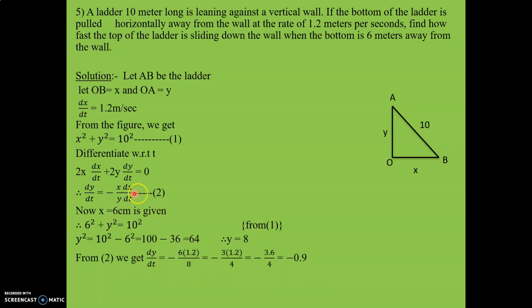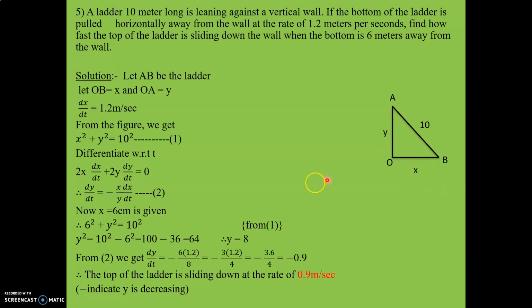From equation 2, we can substitute this value: dy/dt is equal to minus, in the place of x it is 6, dx/dt is 1.2, upon y value which is 8. So substituting, we get minus 0.9. Therefore, the top of the ladder is sliding down at the rate of 0.9 meter per second. We are not considering the negative because this is a decreasing value. That is why the minus symbol is there. So this is the final answer for this question.